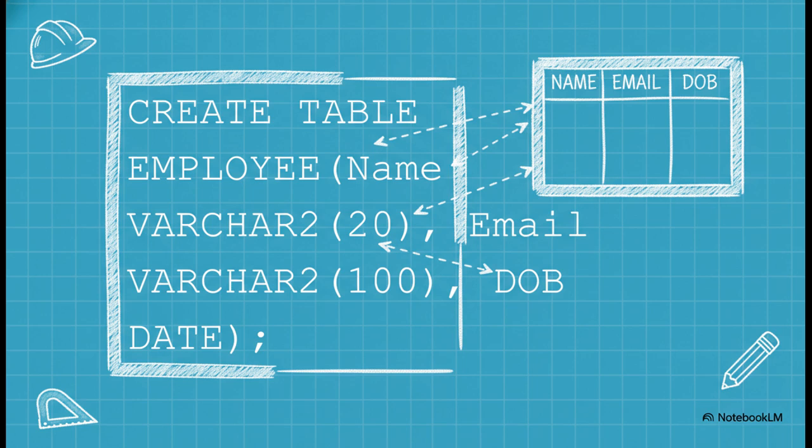We're saying create a table called employee. Then we define what goes in it. We're telling it we need a column for a name, which will be text, a column for an email, also text, and a column for a date of birth. We're basically drawing the blueprint for our data.